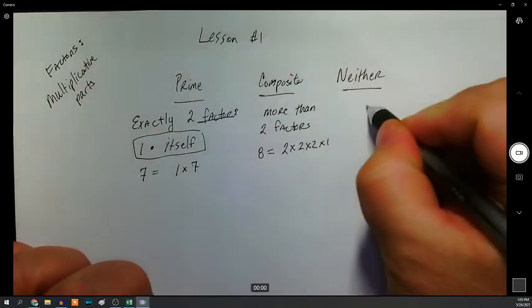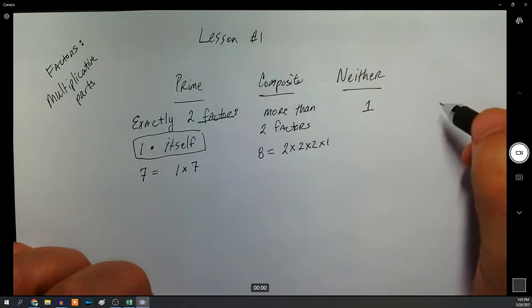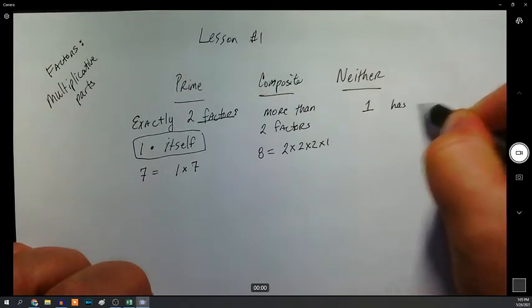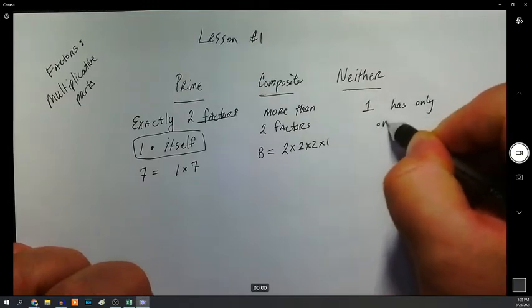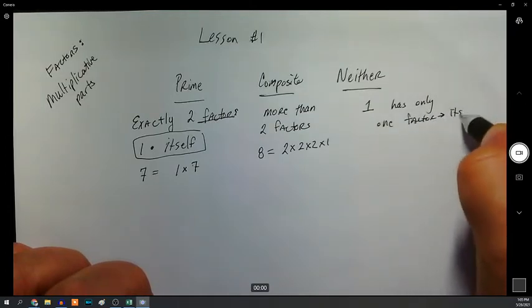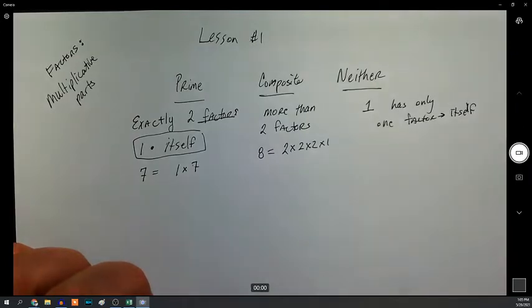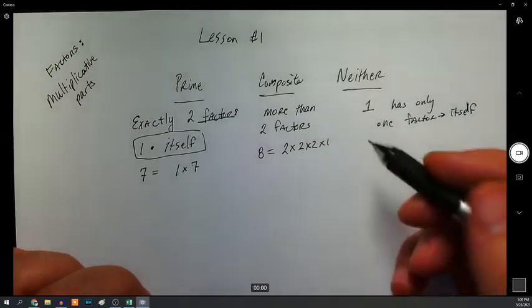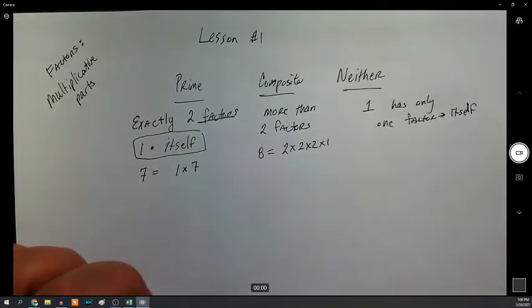But for example, the number 1, it only has one factor, itself. That makes it not prime or composite. How you guys doing on that? Good or bad? Why don't you try this real quick? Why don't you see if these are prime, composite, whatever, right?